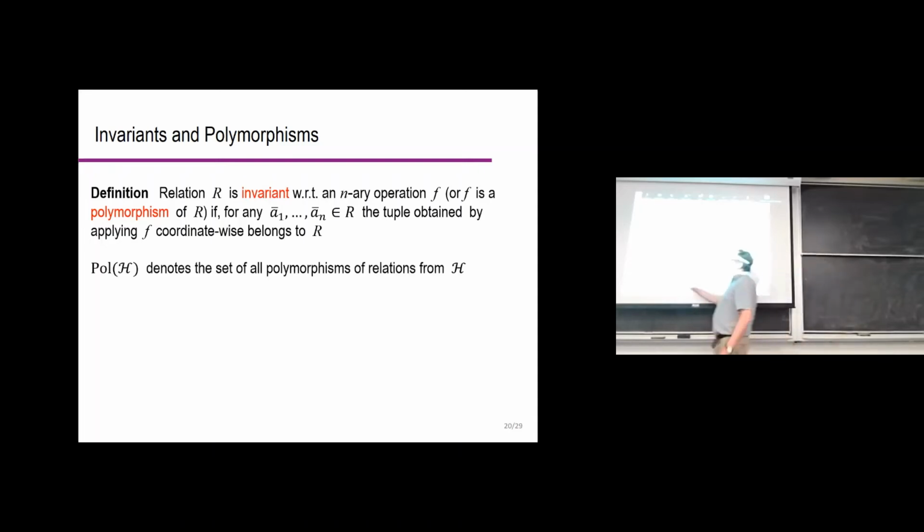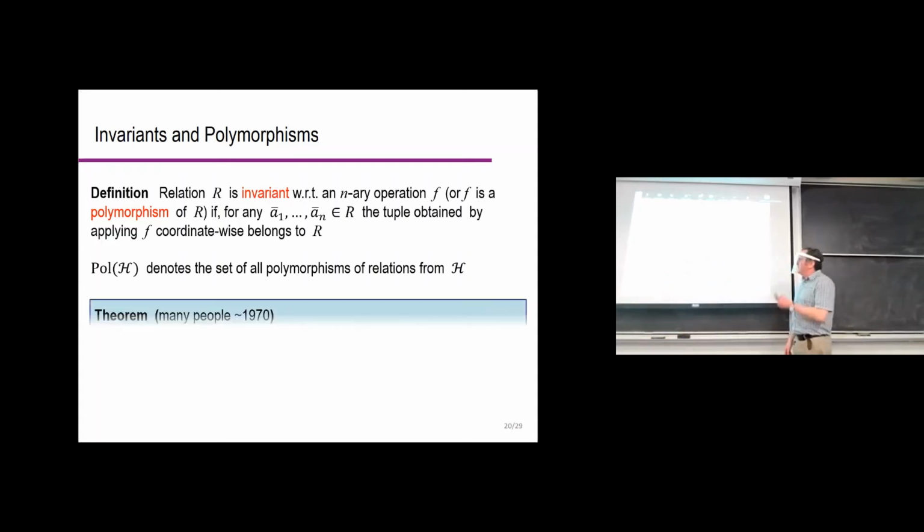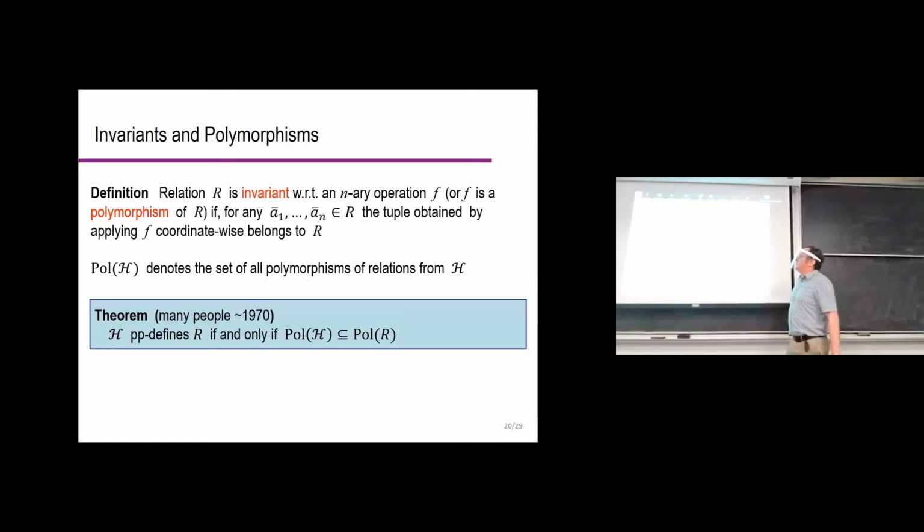So the set of all polymorphisms is denoted in the standard way by Pol(H). So what is good? First of all, it's known that PP definitions are completely controlled by polymorphisms. That was proved, and I'm aware of four proofs of that fact.